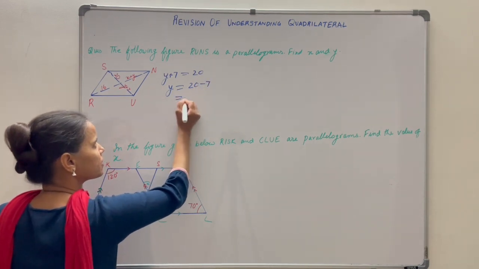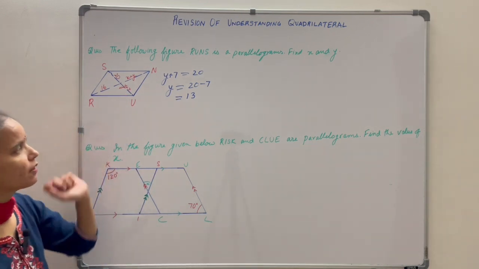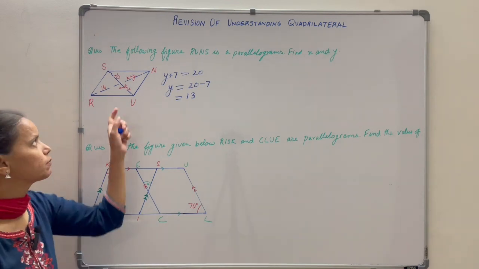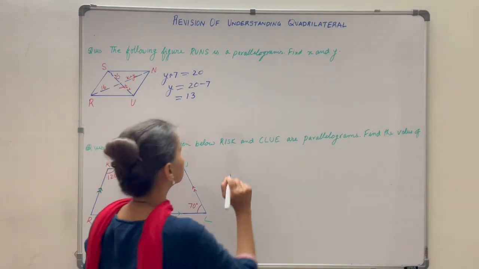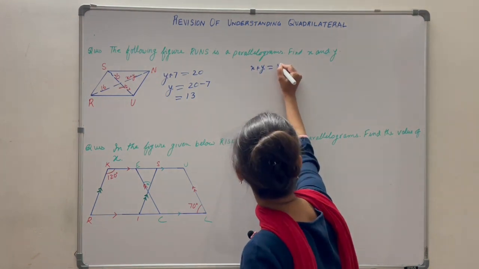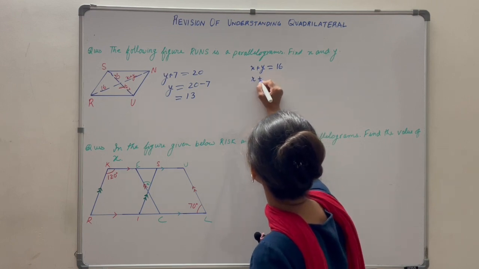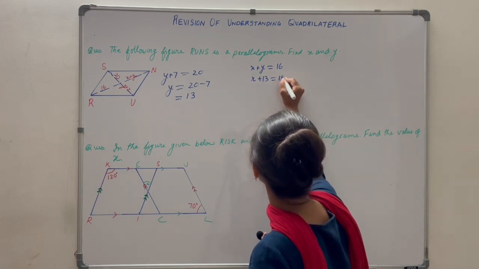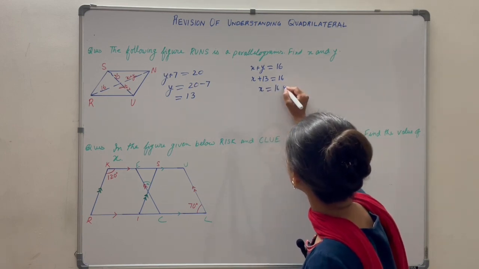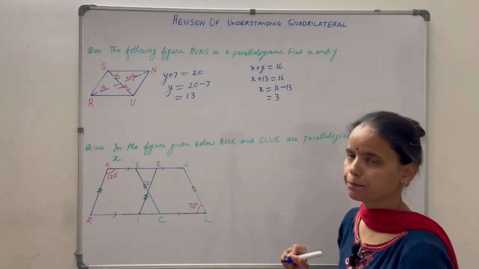Plus becomes minus, 20 minus 7 is 13. So 13 is the value of y. Now x plus y is equal to 16 because both the diagonals are bisected. So you can write down x plus y is equal to 16. You already calculated the value of y there. So y, you got it as 13, x plus 13 is equal to 16. So x is equal to, plus will become minus, 16 minus 13. X is equal to 3.